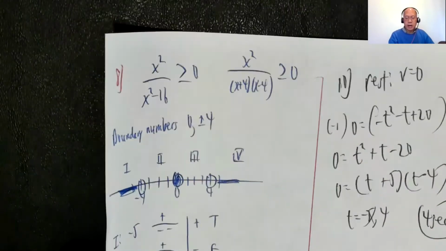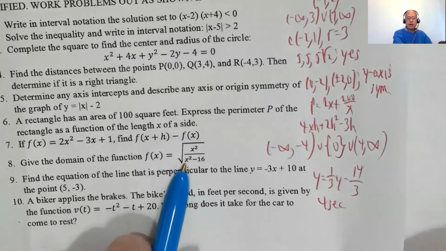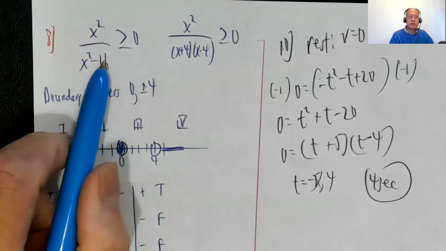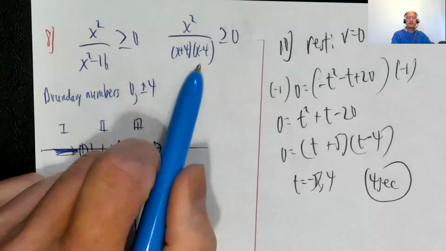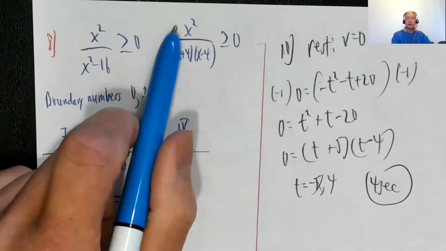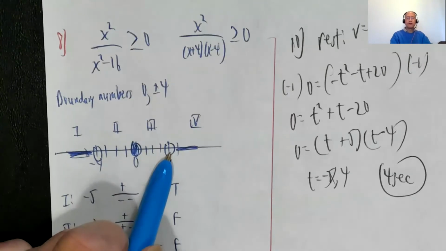Number 8, to find the domain of the function, the thing underneath the square root has to be greater than or equal to 0. So I solve x squared over x squared minus 16 greater than or equal to 0. This factors into (x plus 4)(x minus 4). So my boundary numbers are whatever makes the top or the bottom 0. That would be 0 or plus or minus 4. So negative 4, 0, 4.